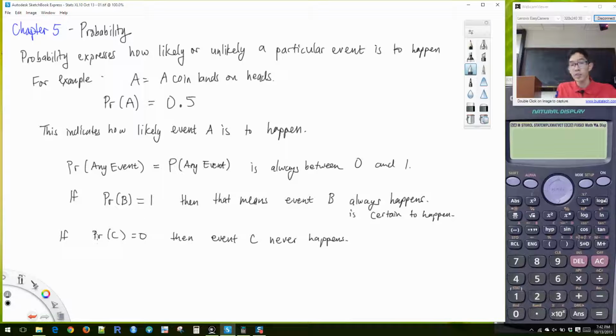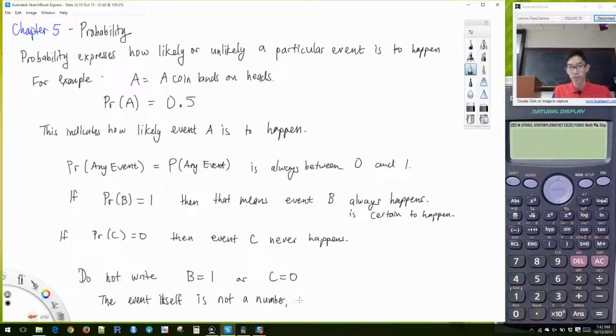So whatever the events are, you put that in the probability thing and you assign a number to it, or you calculate a number for it. You do not write or say B equals 1 or C equals 0, okay? Because the event is not equal to 1, it's the probability of the event. The event itself is not a number. We are talking about the probability of the event.